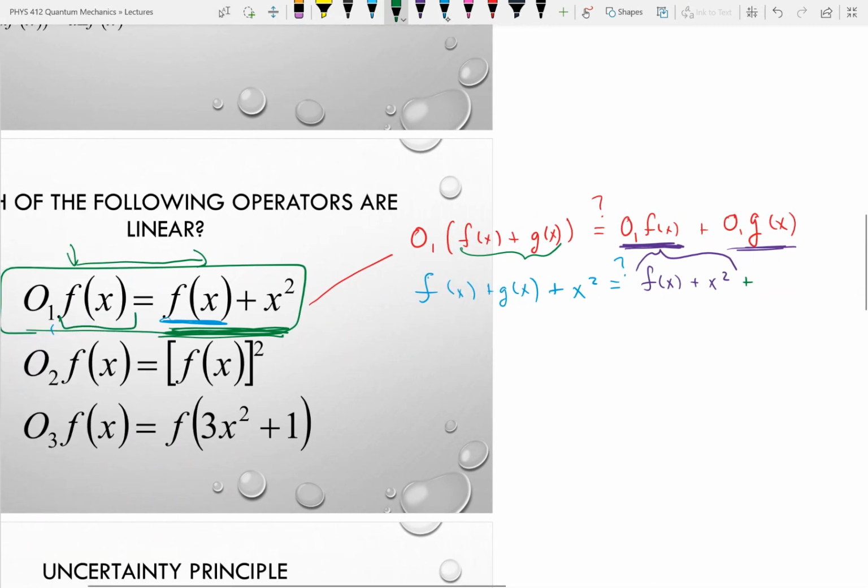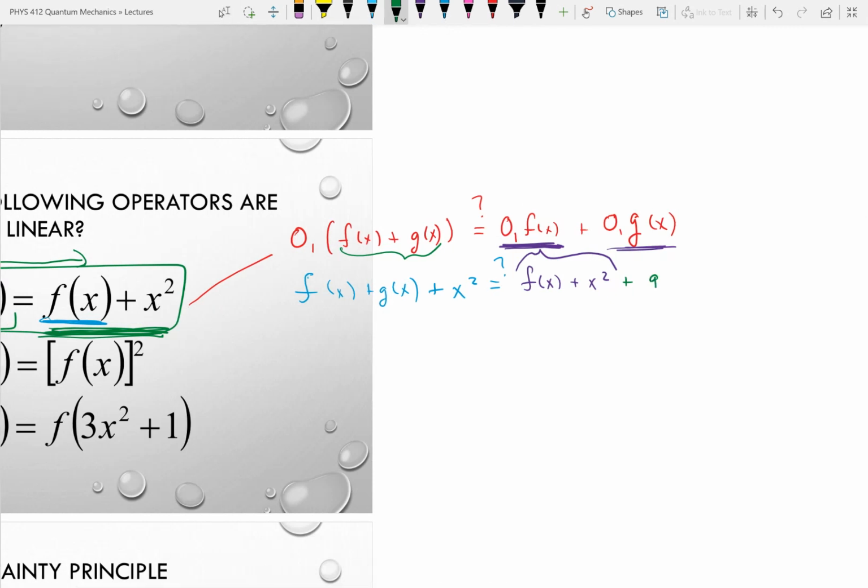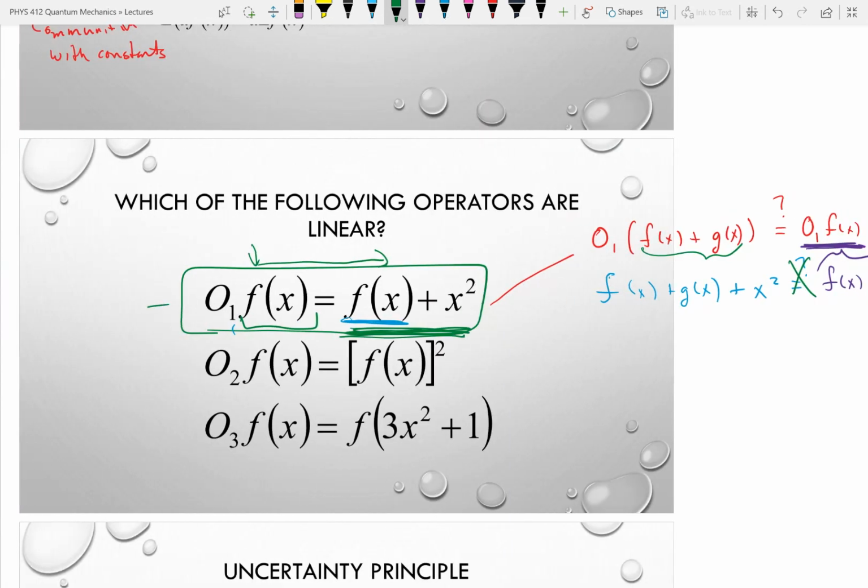G of x plus x squared. Right. So now the question is, are these equal to each other? No. Since they're not equal to each other, this is not a linear operator. So that's the test. In the homework that'll be due a week from today, you'll have some operators to test to see if they're linear. So that's the first test.